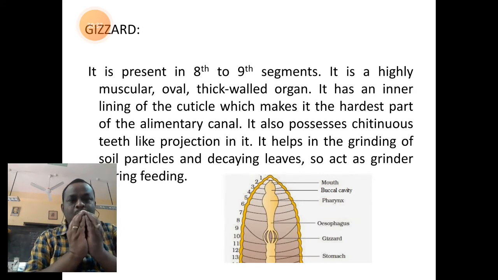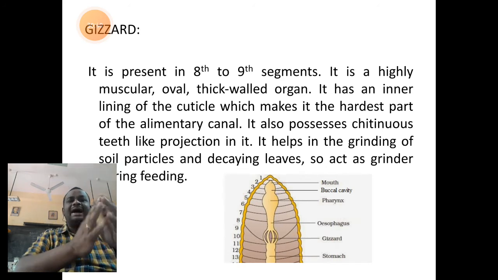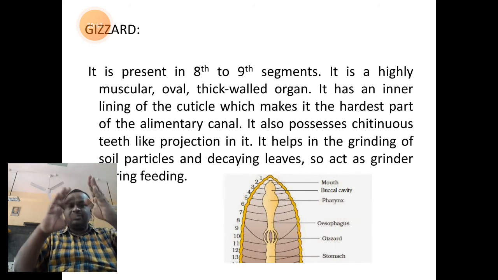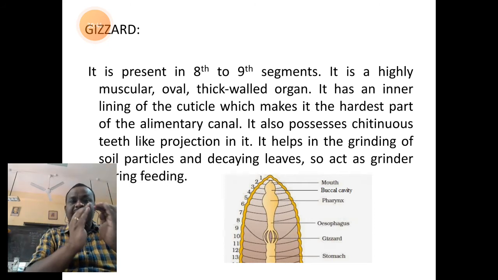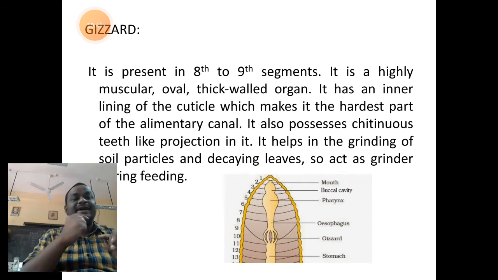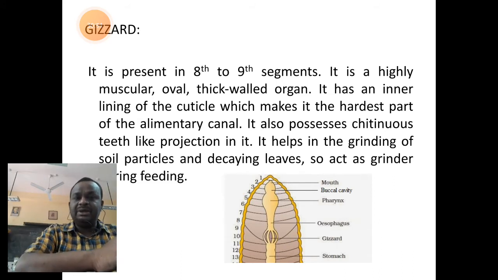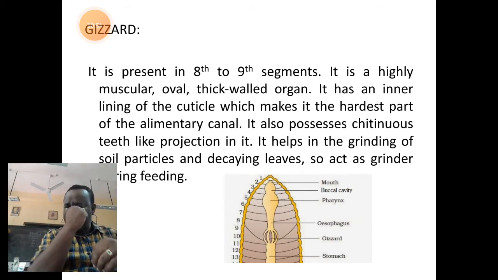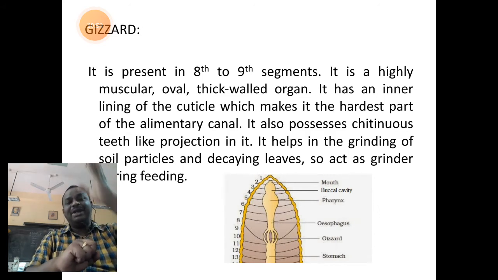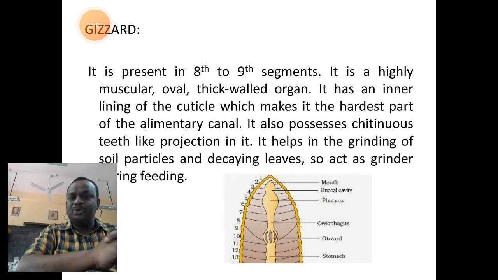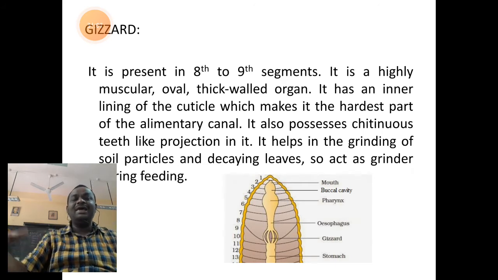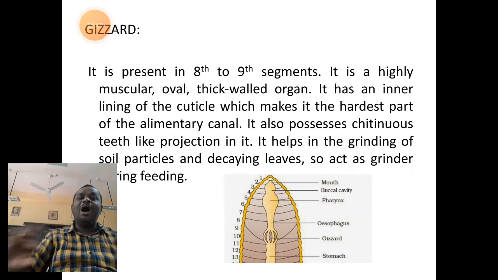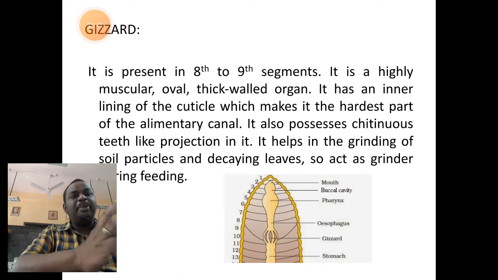The shape of it is oval. It is a very thick walled organ. When you look at the inner surface of this particular gizzard, it is lined with a structure of dead tissue referred to as the cuticle. Because of the cuticle in the inner lining, the gizzard becomes the hardest part of the complete digestive canal of the earthworm. So, which is the hardest part of the digestive canal? It is this particular cuticle lining of the gizzard. It is made up of chitinous teeth-like projections.